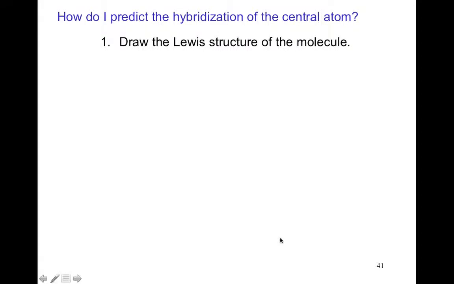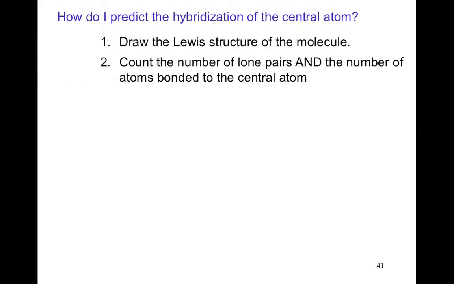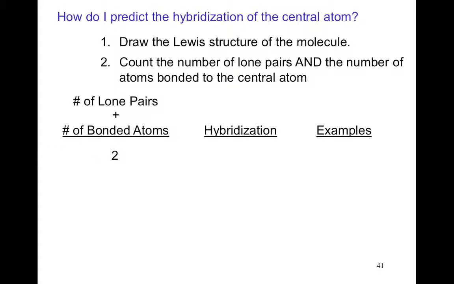So how do you predict it? You draw the Lewis structure. You count the number of lone pairs, and you count the number of atoms bonded to the central atom, and then you just add them up. If there's 2, then it's sp, like beryllium dichloride. If there's 3, then it's sp2, like boron trifluoride. If it's 4, then it's sp3, like NH3, which we've talked about already.